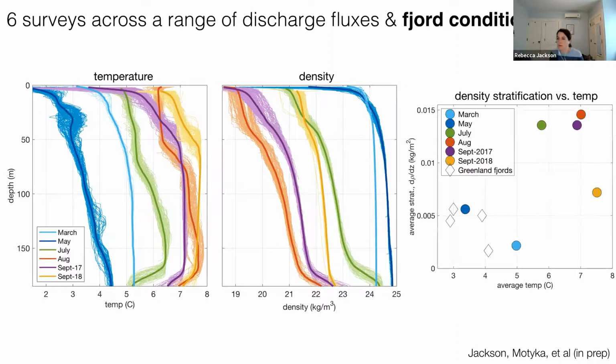And we can make a parameter space here of the average stratification versus the average temperature in the fjord, with each dot being the conditions in each of the surveys. And then I've put 4 of the largest Greenland fjords on here in diamonds. And so you can see we're spanning part of the parameter space that's quite similar to fjord conditions in Greenland, but we also have some conditions in summer where the temperature and stratification are much higher.